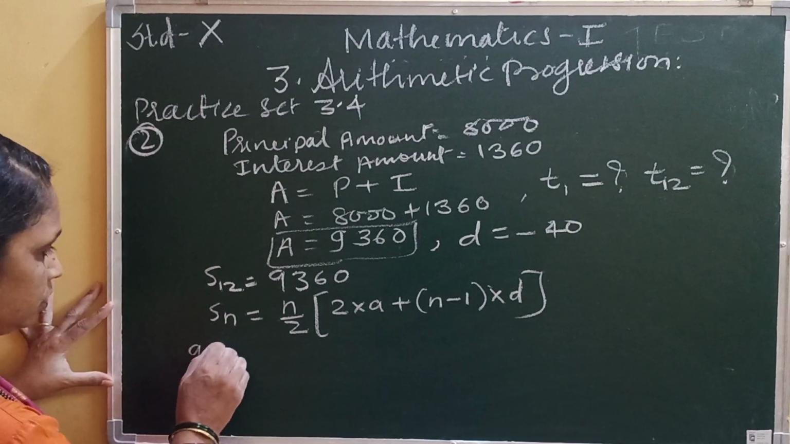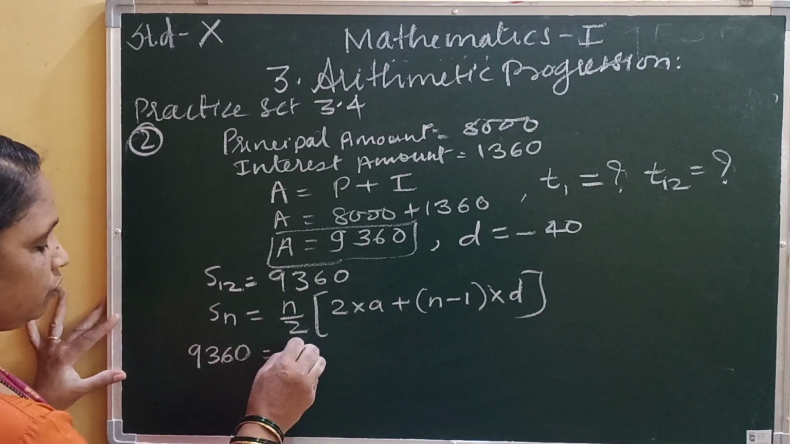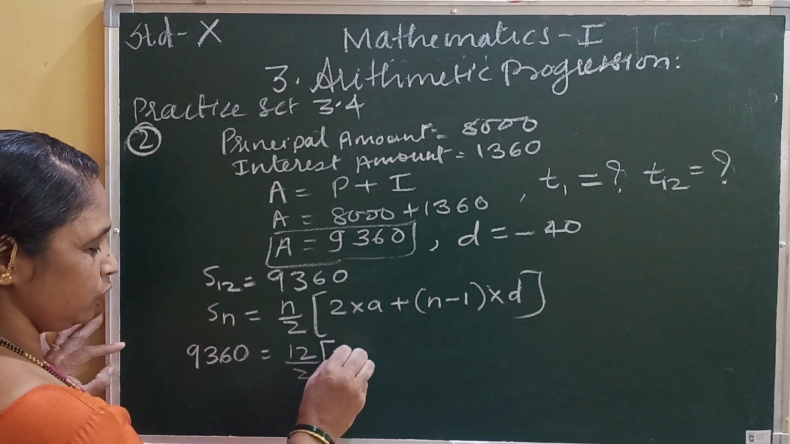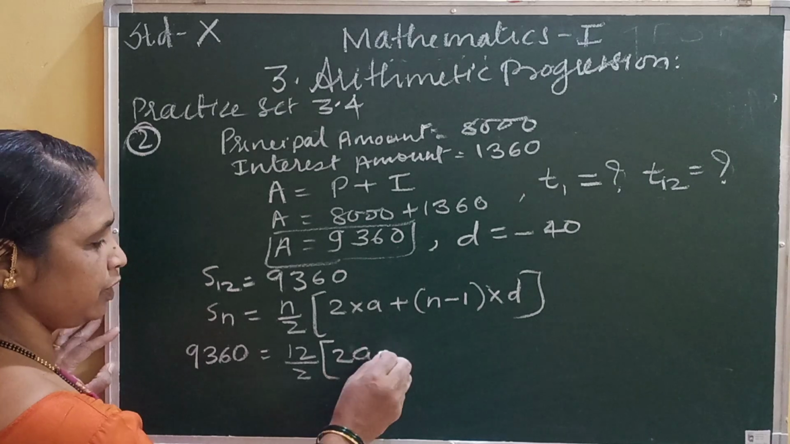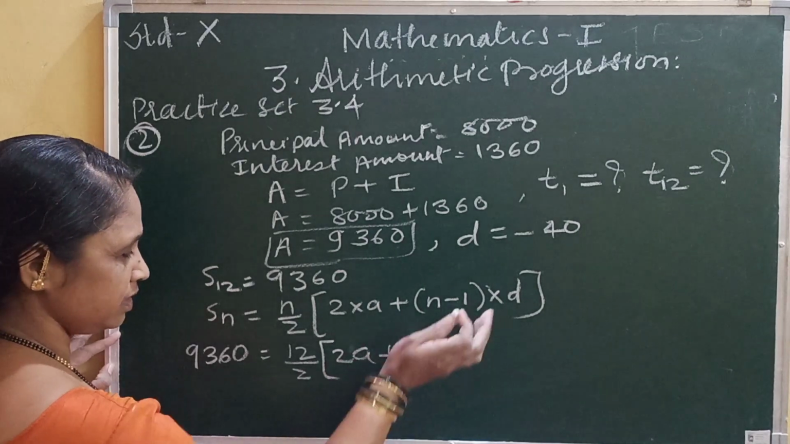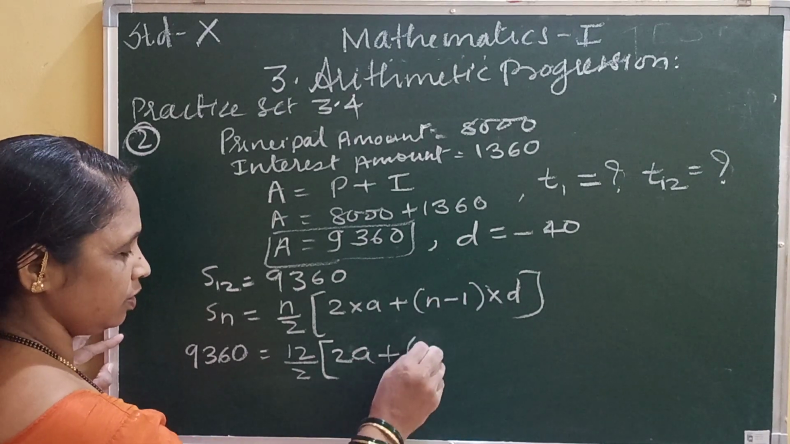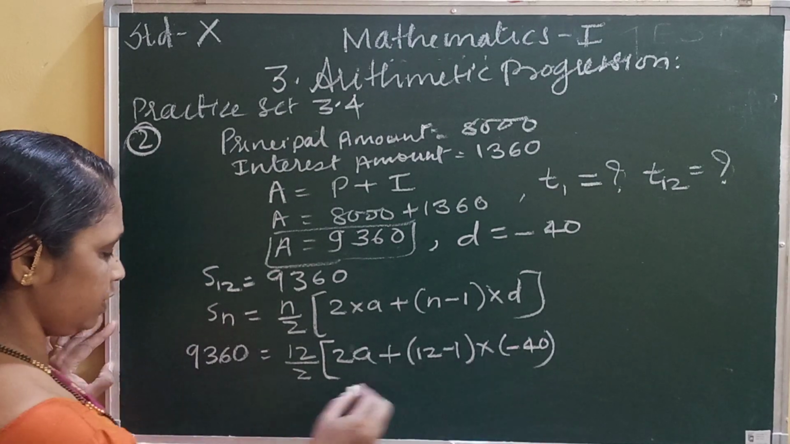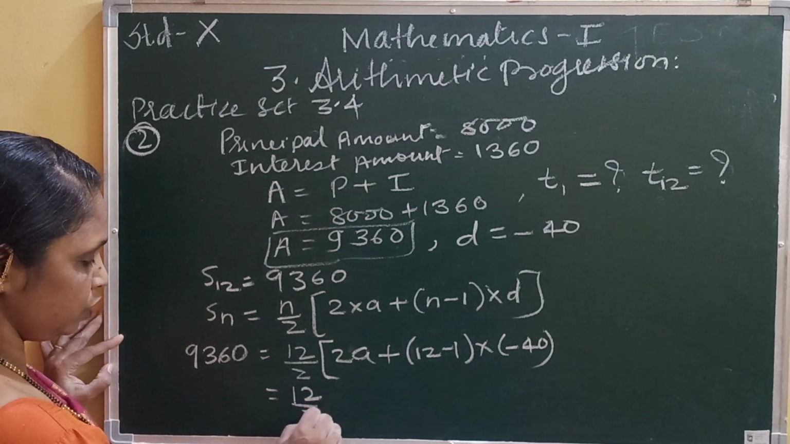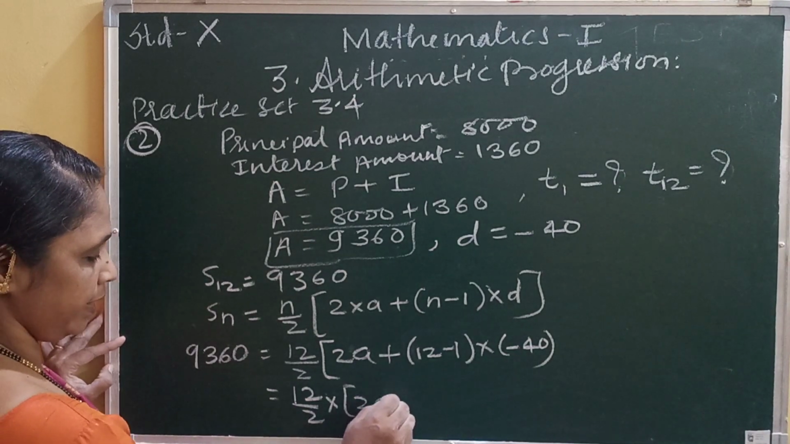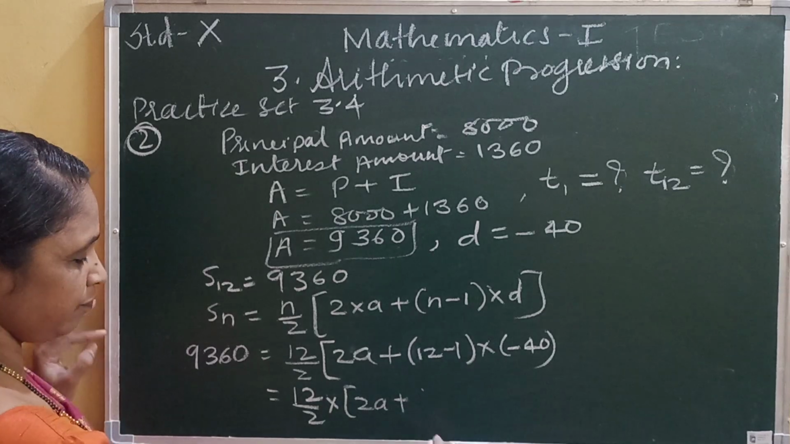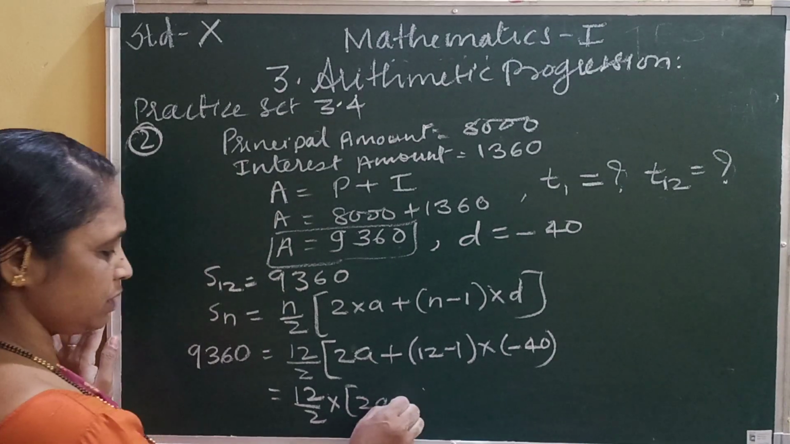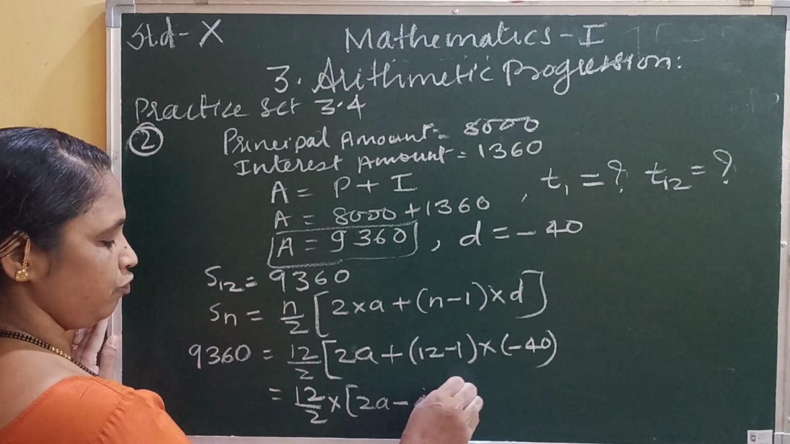Okay, Sn is 9,360, is equal to n is 12 upon 2 into 2A plus 12 minus 1 into minus 40. Okay, so this will be what? 12 upon 2 into 2A plus, now here 12 minus 1 is 11, 11 into 4 means minus 44 it will be.